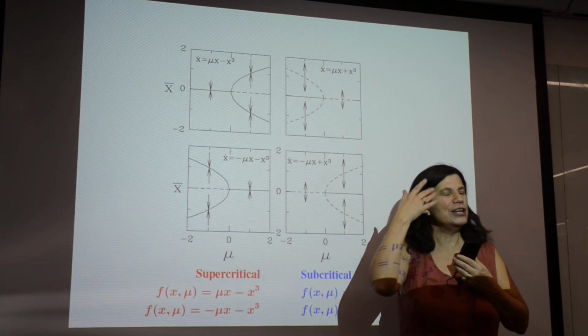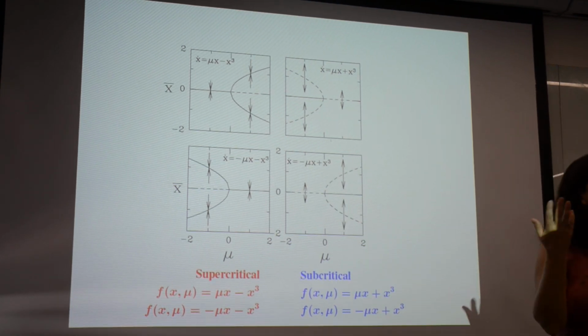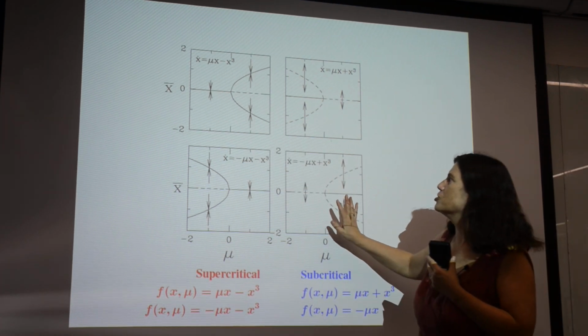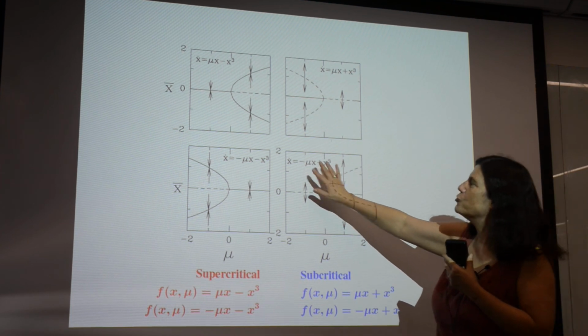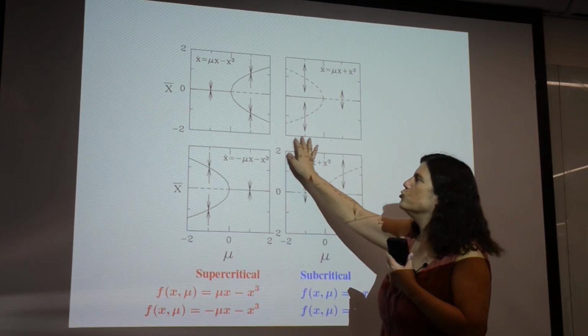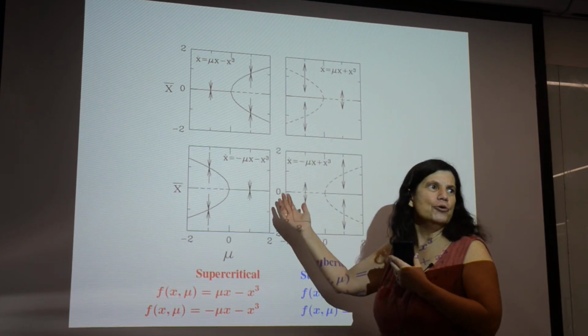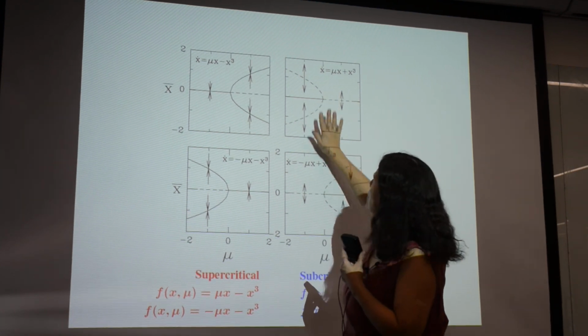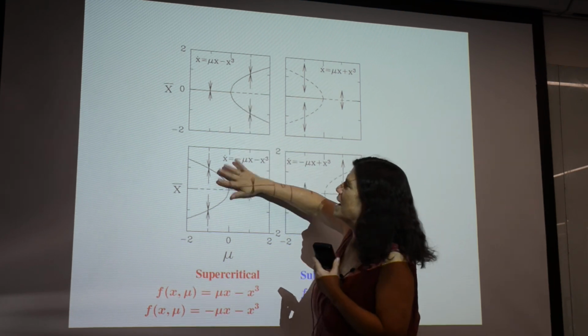There's no redefinition of mu or x that would change that. This is different. And this one's called supercritical, this one's called subcritical. And then there are two more variants that just involve what you call mu. This is just a flip. This one flips that one just by changing the definition of mu, and this one flips that one by changing the definition.